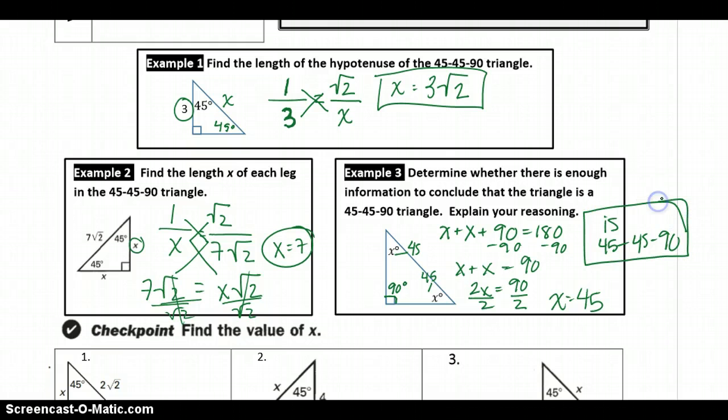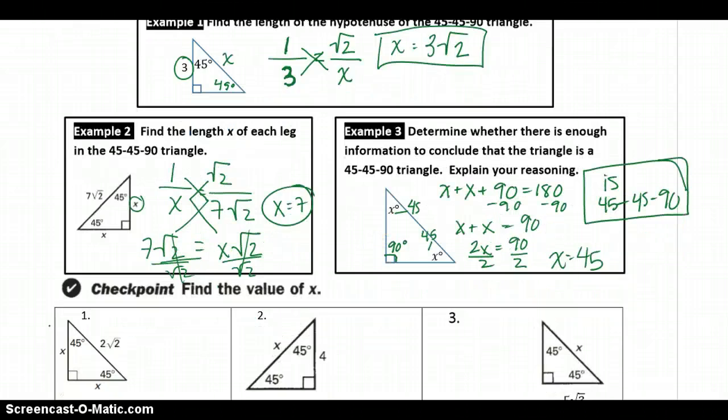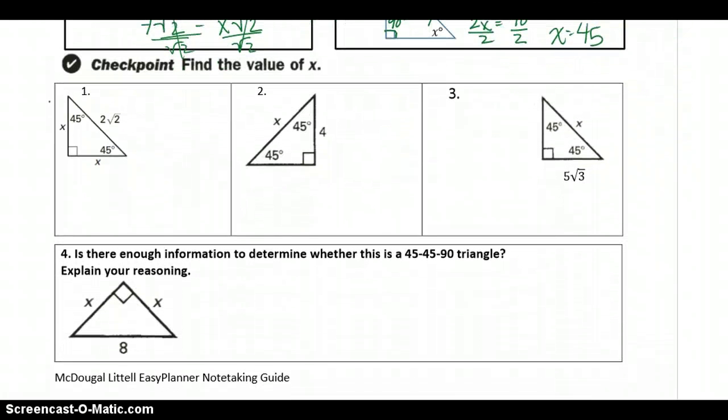So if we are given a triangle with a right angle and the other two are exactly the same, it must be a 45, 45, 90 triangle. All right, you're responsible for checkpoints numbers 1 through 4.